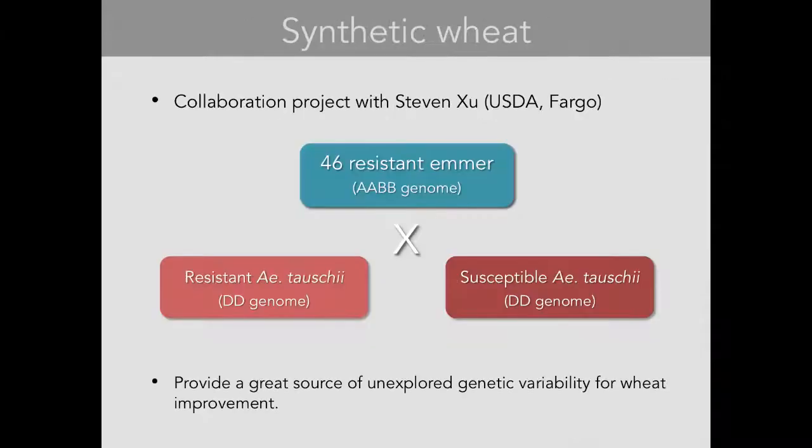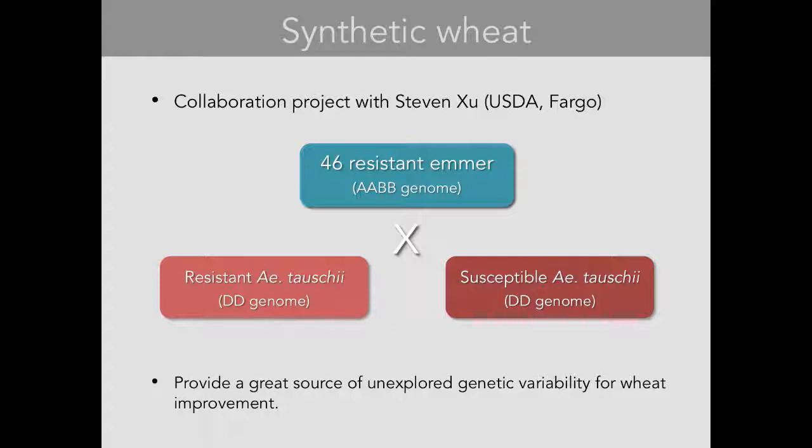bread wheat. A really good example of how this resistance selection has been utilized is the collaboration project that we have with Stephen Yu in North Dakota. What Stephen has done was select 46 of the resistant emmers that we characterized at the field and seedling stage, and he developed synthetic wheat by crossing the emmers with resistant and susceptible Aegilops tauschii, which is the donor of the D genome of wheat. So this synthetic definitely can provide a great source of unexplored genetic variability for wheat improvement.